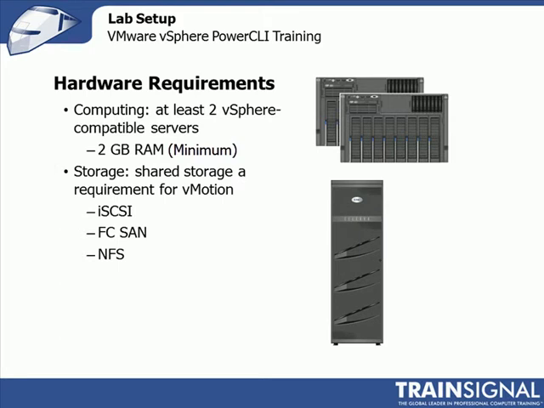Storage. Now, shared storage is a requirement for vMotion. There's a few ways that you can get that requirement. You can satisfy it with iSCSI, a Fibre Channel storage area network, or NFS. Now I've got a picture here of an EMC device. You don't have to go there, okay? You don't have to have access to that level of SAN in order to get vMotion. There's some cheap ways to do iSCSI, for example.